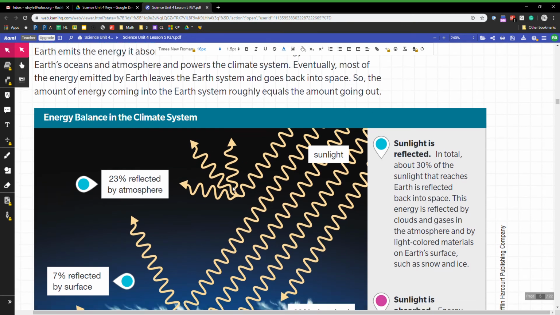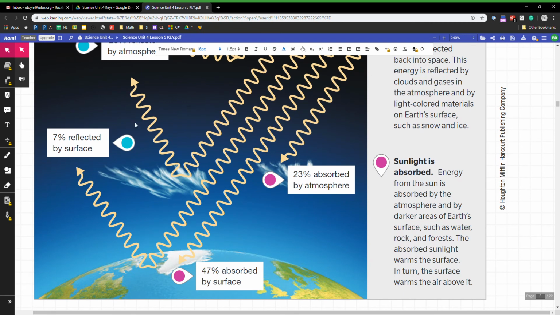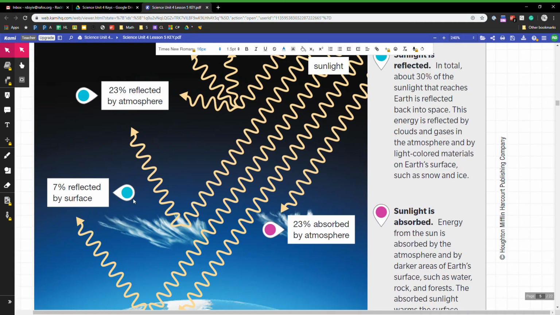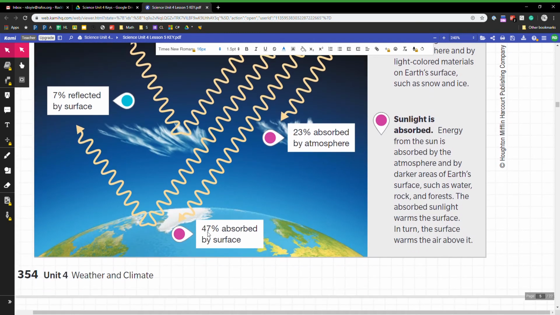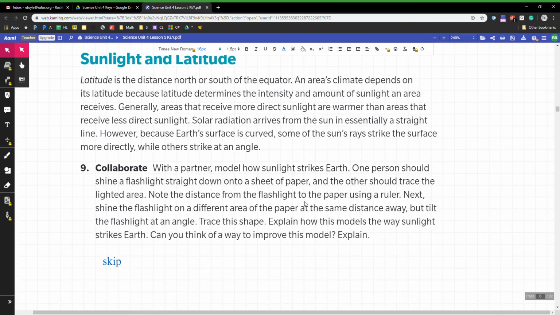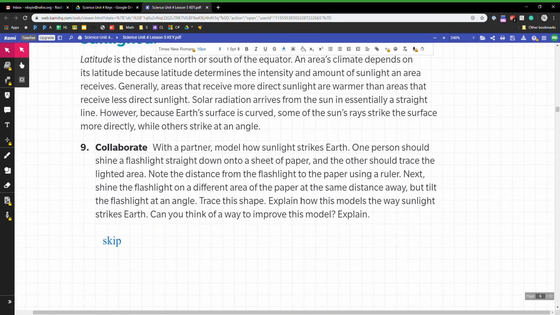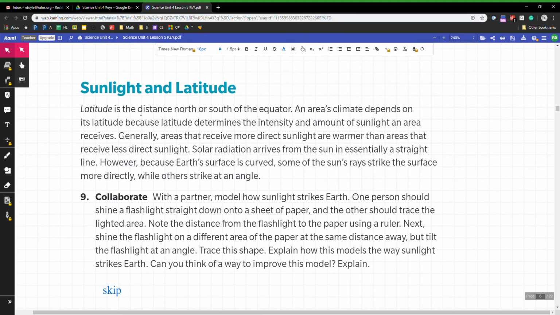And this talks about how the Earth is absorbing light as radiation, and how some of it is reflected by the atmosphere, some of it's absorbed by the atmosphere, but a lot of it gets absorbed by the surface. Now, this we skipped. Number 9, I said to skip. But this is talking about sunlight and latitude and how sunlight affects latitude.